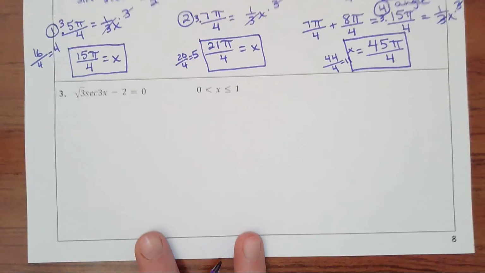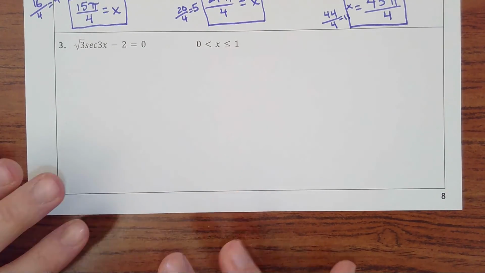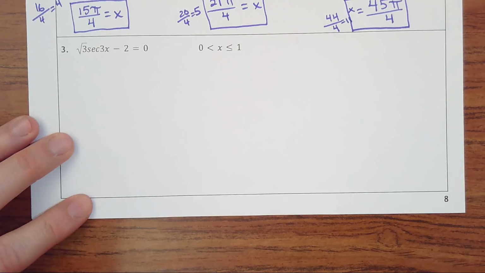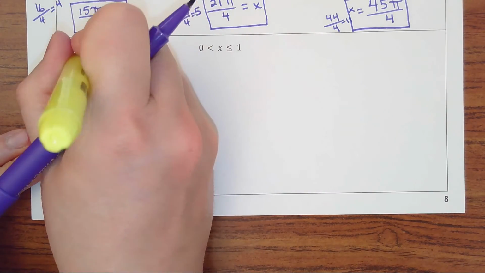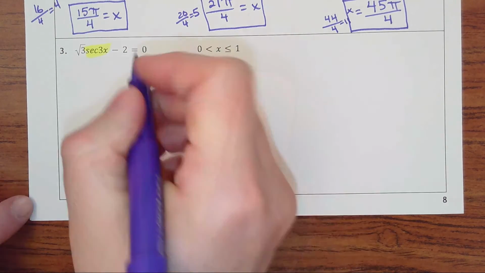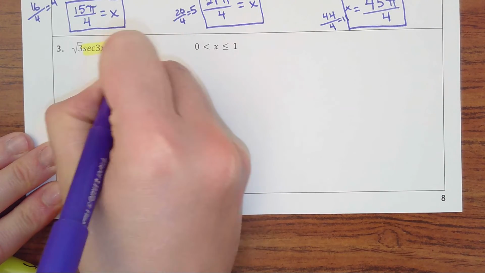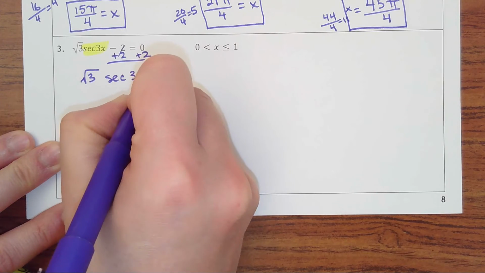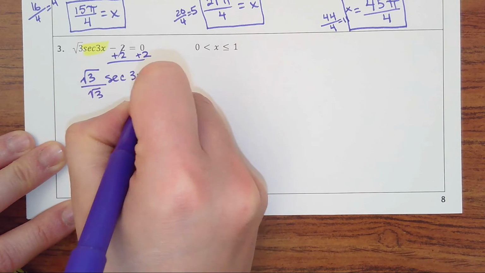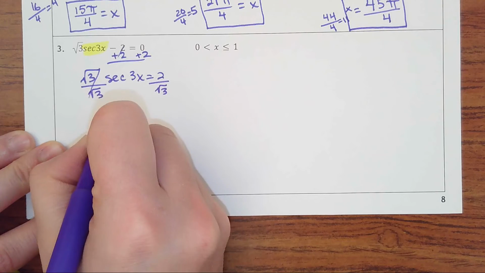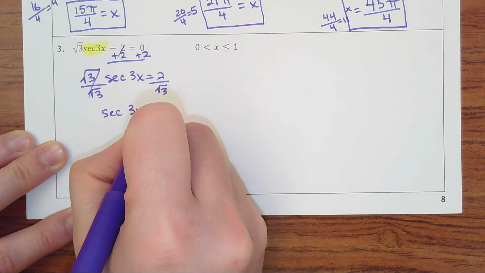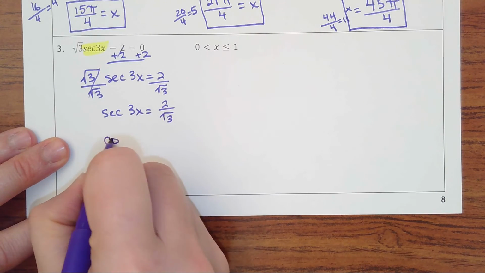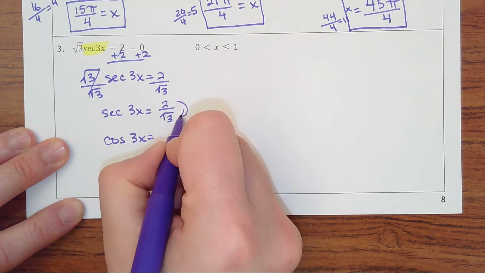All right, and then number 3, our domain's pretty small here. It's only between 0 and 1. So I need to isolate my secant of 3x. I'm going to add 2, and then divide by the square root of 3. So secant of 3x would equal 2 over square root of 3. But I want to reciprocate this, change it into cosine of 3x. Now flip this to be square root of 3 over 2.